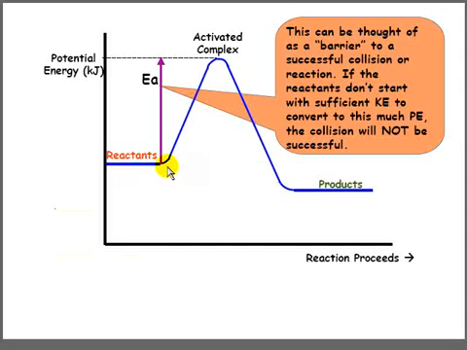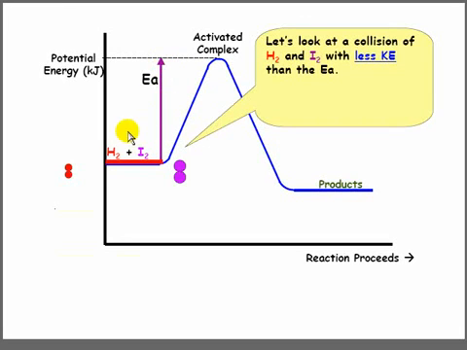If the reactant molecules don't start with sufficient kinetic energy to convert to this much potential energy, the collision will not be successful. Let's look at a case like this. Here we have a collision between H2 and I2 with less kinetic energy than the activation energy. The potential energy that these molecules have is indicated by the red line. Notice as they get closer to each other, their potential goes up.